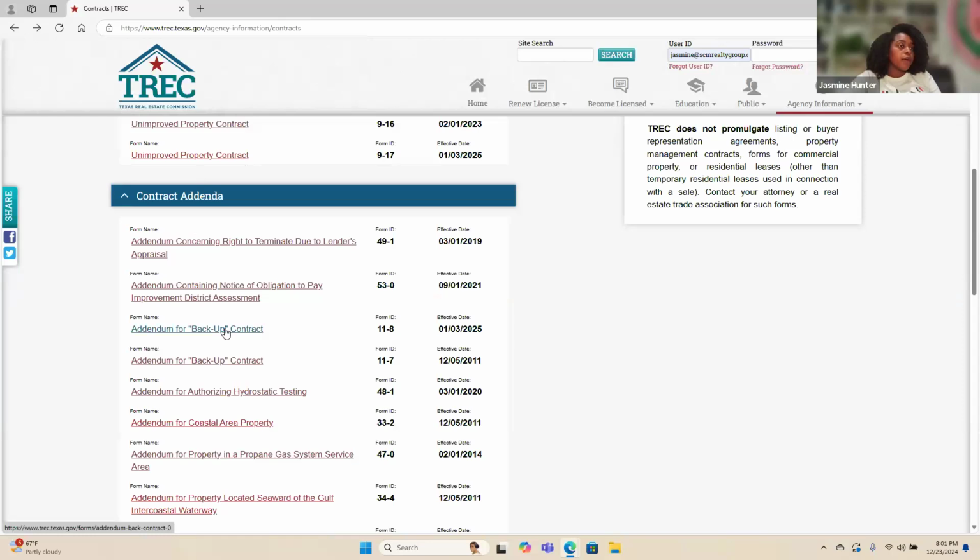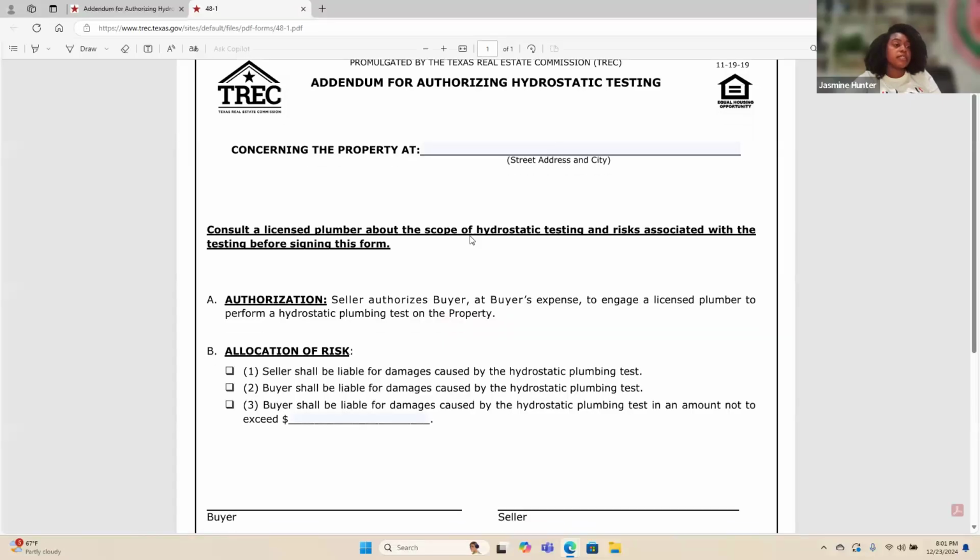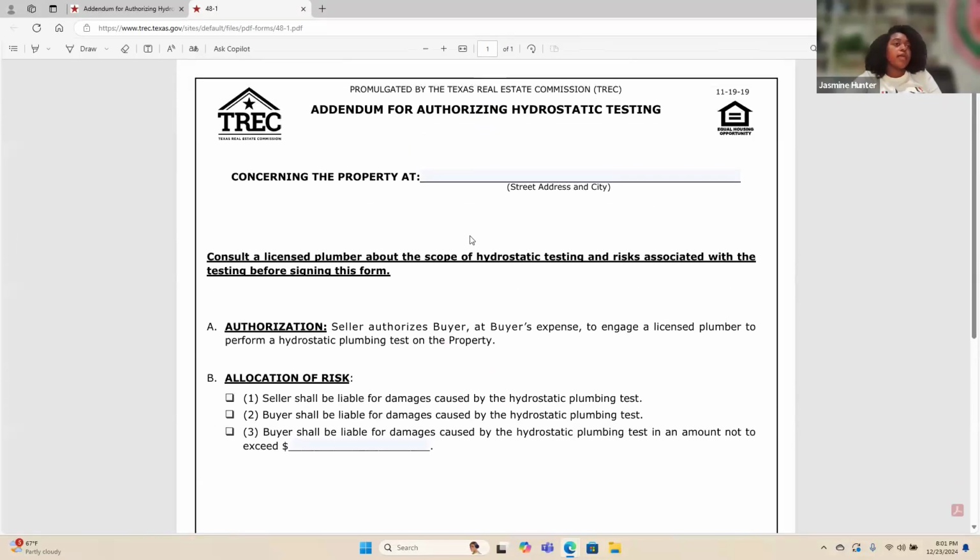Okay, so we have our addendum for backup and authorization for hydraulic testing. This is a form that addresses who pays for the hydraulic testing and damages or anything that can happen. If you're using hydraulic testing, this is something that the plumber is using, or it comes up on the inspection report because there's an issue with the plumbing or the piping underground or anything like that.